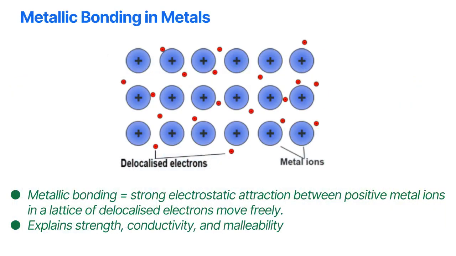Metals are held together by metallic bonding. This means positive metal ions are arranged in a regular lattice, surrounded by a sea of delocalized electrons. The strong attraction between the ions and electrons explains why metals are strong, conduct electricity, and can be bent or shaped.